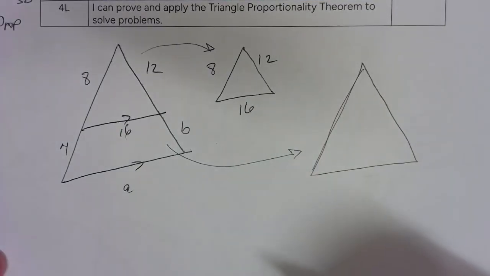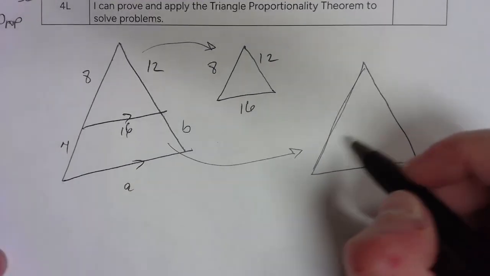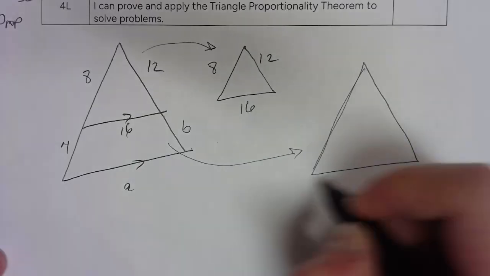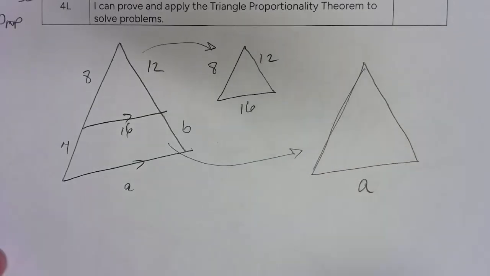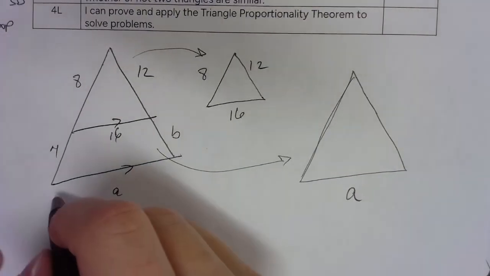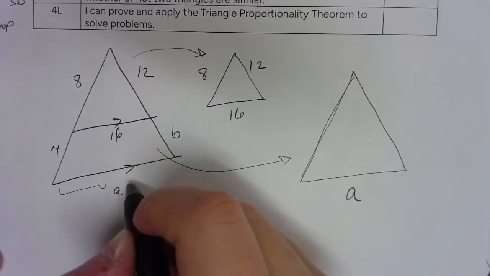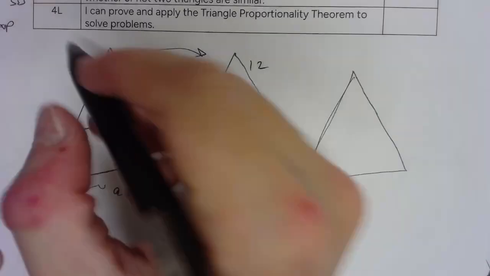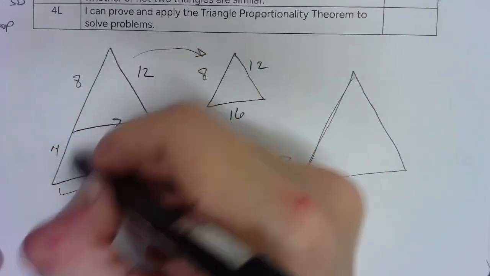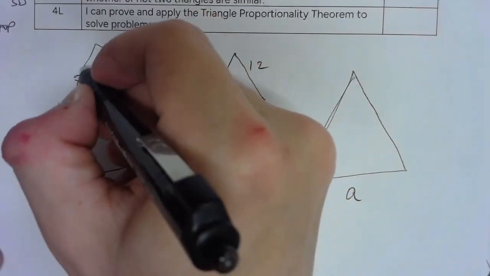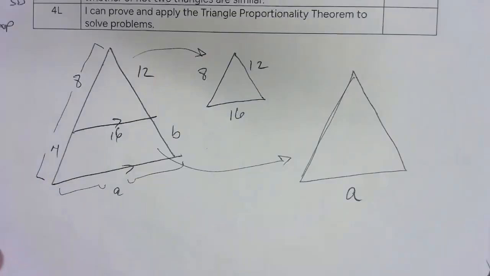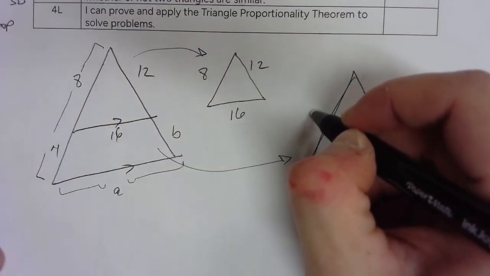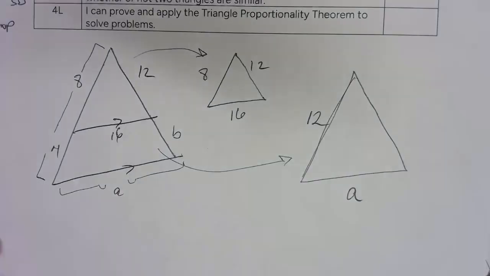So what we could do here, let's see. We could say, the whole bottom length is A. Alrighty? So on the big triangle, the whole bottom length is A. But on the big triangle, the side length is 8 together with 4, right? So if I wanted to put a number here, I would have to put 12.